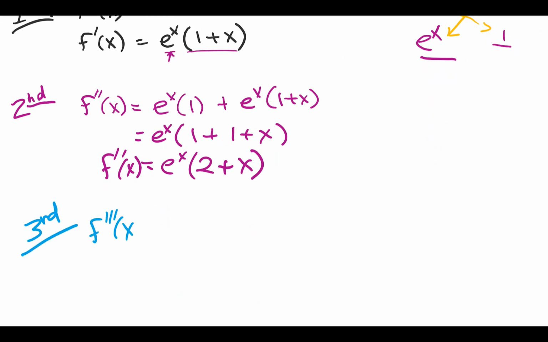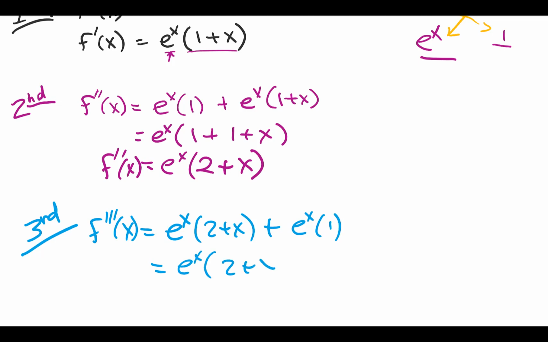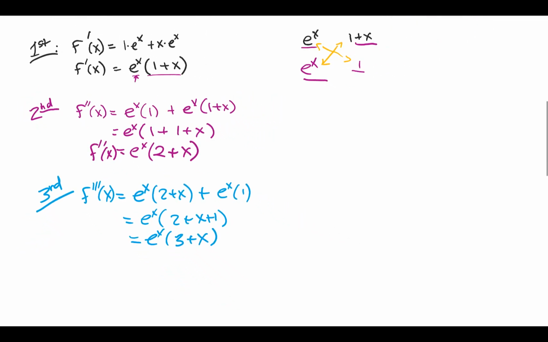F triple prime of x. So we're going to take a derivative on this. I'm going to take a derivative on the first. There's the derivative of e to the x. Boom. Now let's leave e to the x alone. And we're going to multiply by the derivative of 2 plus x. What's the derivative of 2 plus x? What's the slope of the line? 1. Let's factor that e to the x out to the front. We're going to get 2 plus x plus 1 more. And it's like, oh wow. Now that pattern emerged. That pattern emerged, dude.